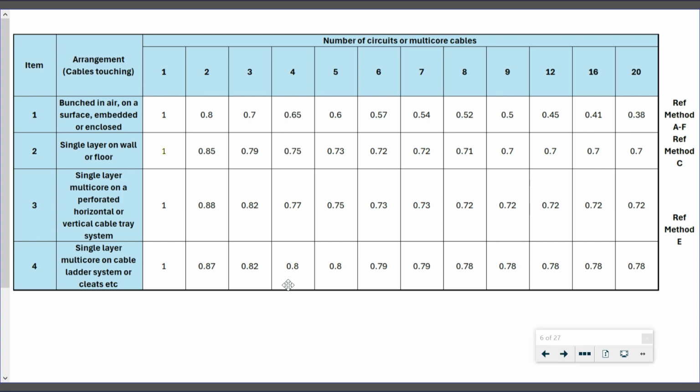Other correction factors we need to think about: grouping. You could see our cable was installed and was only clipped itself. There was no other information given about it being clipped with other circuits. So we've got cable single layer on a wall, and you'll see there for one circuit or one multi-core cable, we have a correction factor again of 1. That's at reference method C. Again, if you look in the heading, you'll see it's talking about 1 or more cables. So our reference here is 1, just like the ambient temperature reference in the previous one was 30 degrees C. So the correction factor here is 1.